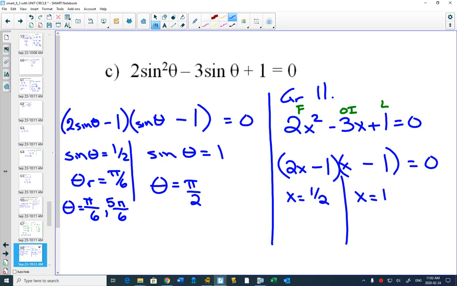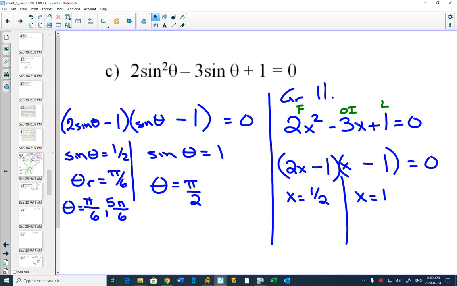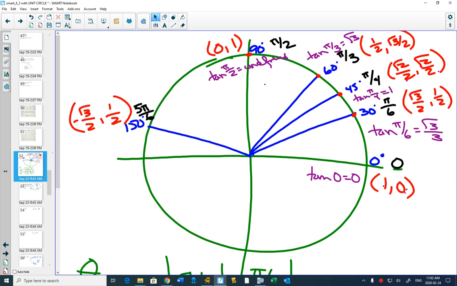How do you know from 1/2 that it's the pi over 6 family? You know from 1/2 that it's pi over 6 family because in your head, you would have gone back to quadrant 1 and said, where is my y coordinate 1/2? Because my y coordinate is sine theta. And so I think of this coordinate, I connect it with 30 degrees and pi over 6. But that's part of remembering your unit circle.